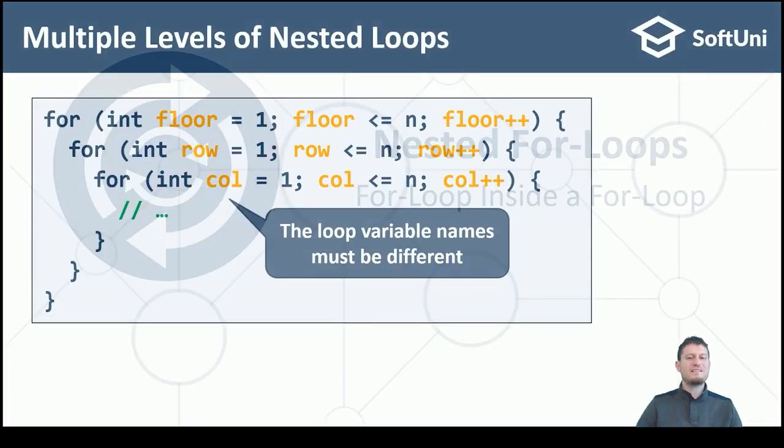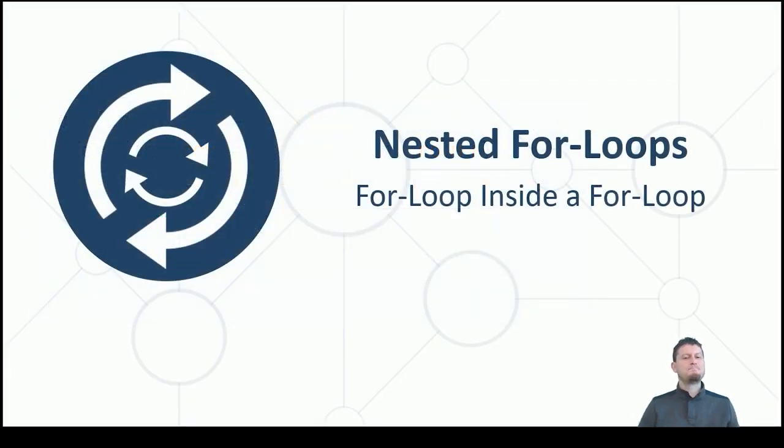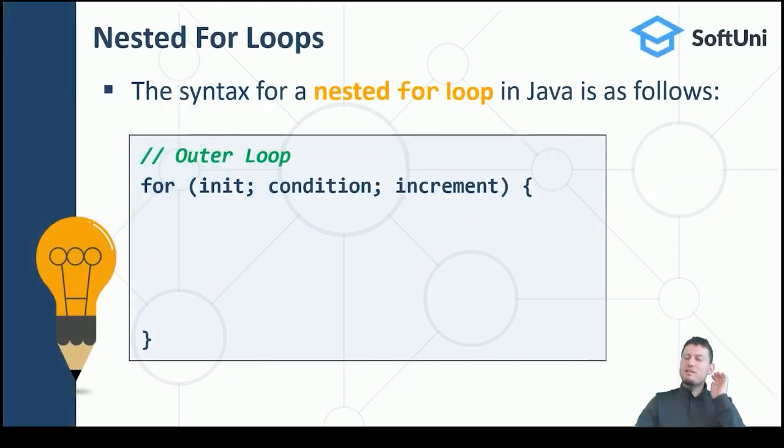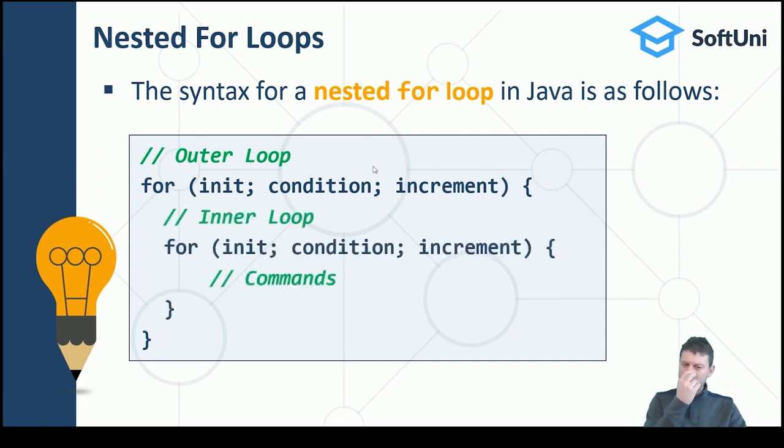Let's go ahead with some examples of how to nest for loops inside other for loops. I'll start with the concept. The concept is that we have a for loop which holds initialization, condition, and increment formula. The outer loop, the inner loop holds the same, and inside these nested loops we have some commands, some statements which are located here.